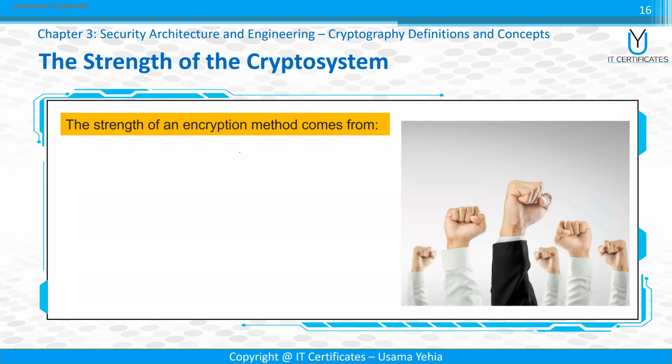The strength of the crypto system. What is the crypto system? The crypto system is the appliance, the device, the software or application which transforms the data from clear text into cipher text or decrypts the data.